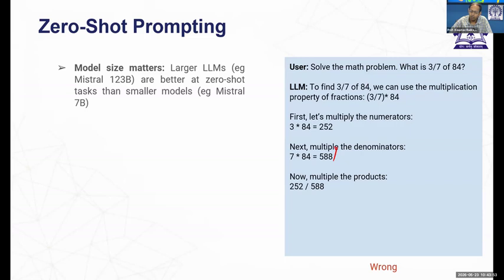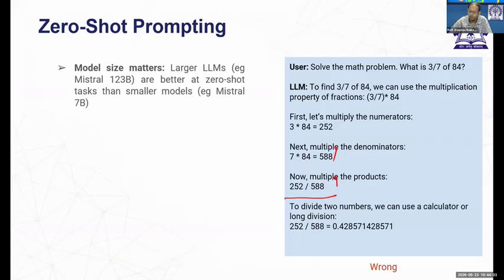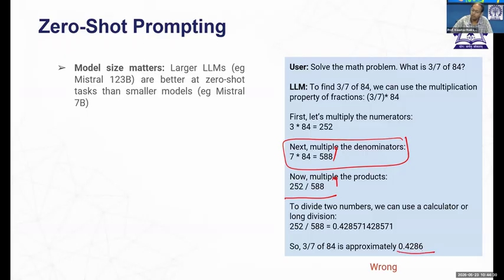Now it's telling me to multiply the products, but although it says multiply, ultimately it is basically dividing the product. Okay. And then to divide two numbers, we can use a calculator or long division, and it is basically dividing, and it is giving the response that 3 by 7 of 84 is approximately 0.4286, which is not correct. So you can see where the mistake starts to happen. So this particular thing is not important. Okay. From this point of action, the entire flow becomes wrong, and ultimately it leads to a wrong answer.